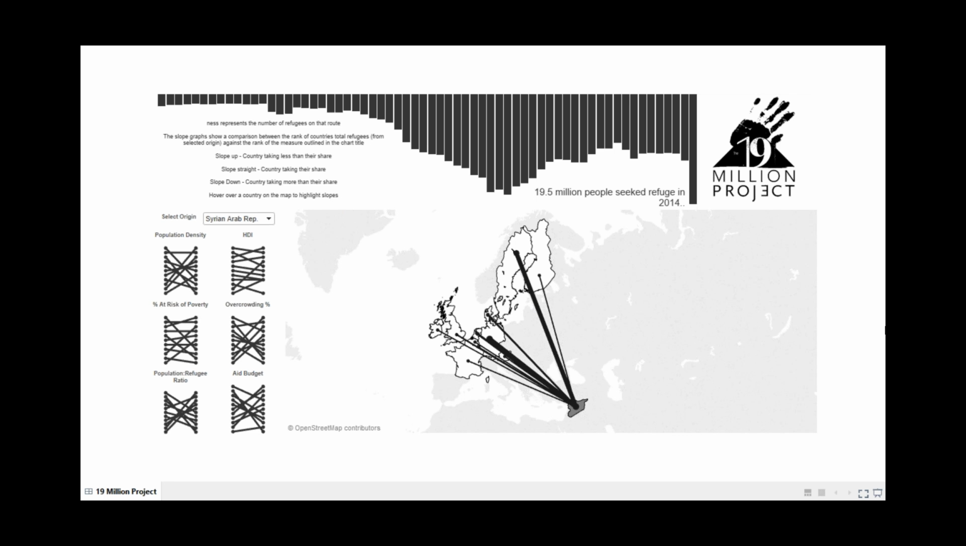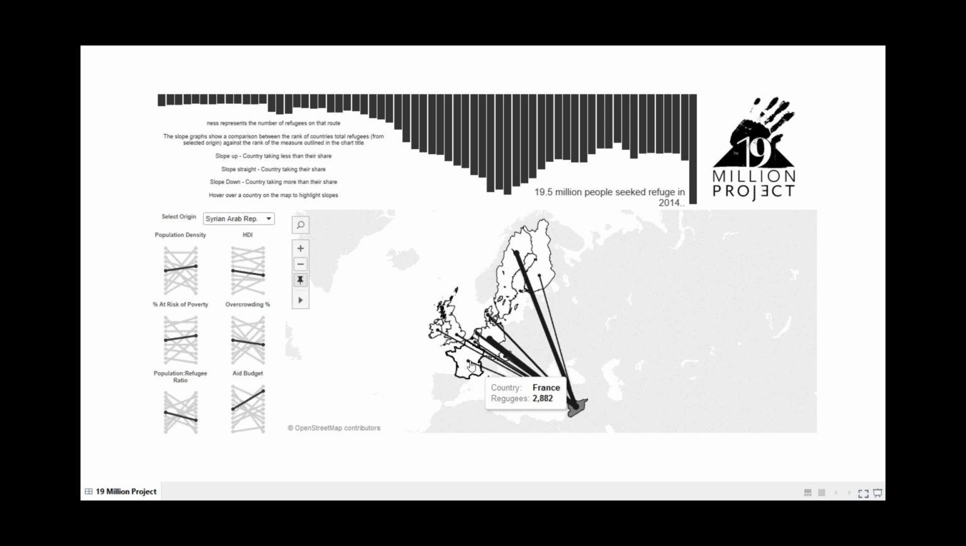That's okay. But another feature of this dashboard is when you hover over one of these destination countries, which are highlighted in white, it filters off that country, so you can see quite easily what the trend is on each of the variables. So that's really interesting, because Finland's slope goes up, which means they're taking less than their share, except for the Human Development Index, where it says they're taking less.